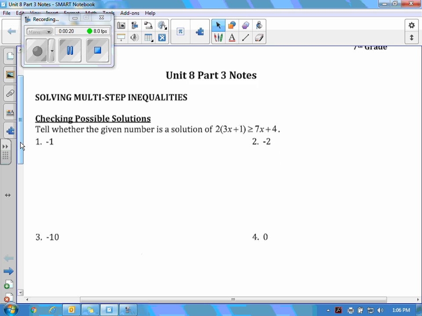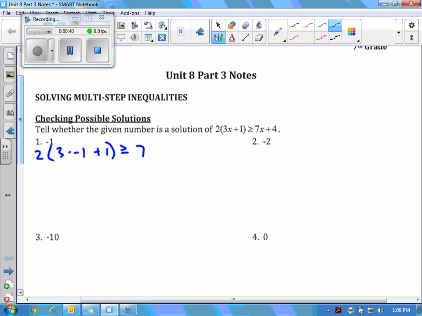It says tell whether the given number is a solution of 2 times quantity 3x plus 1 is greater than or equal to 7x plus 4. So just a much bigger inequality to test out, but we're still going to do the same thing. Just plug in our number for the variable. So we're going to do 3 times negative 1 plus 1 greater than or equal to 7 times negative 1 plus 4. So inside the parentheses, 3 times negative 1 is negative 3 plus 1. And then we have negative 7 plus 4.